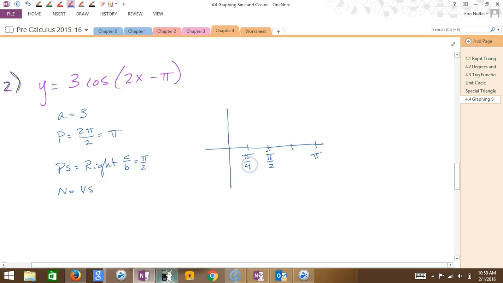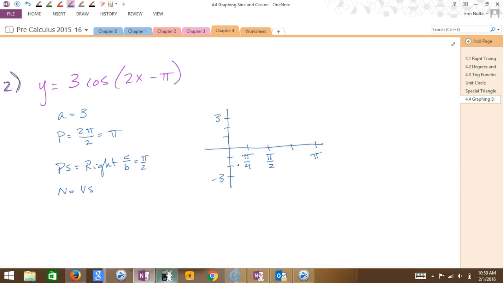A little quick tip with dividing by 2: you just multiply the denominator by 2, right? Okay, now we've got to label our y-axis. How high and how low do we go? 3. So up 3, down 3. And you could draw just one tick mark and label it 3. That would be fine, as long as you label it.